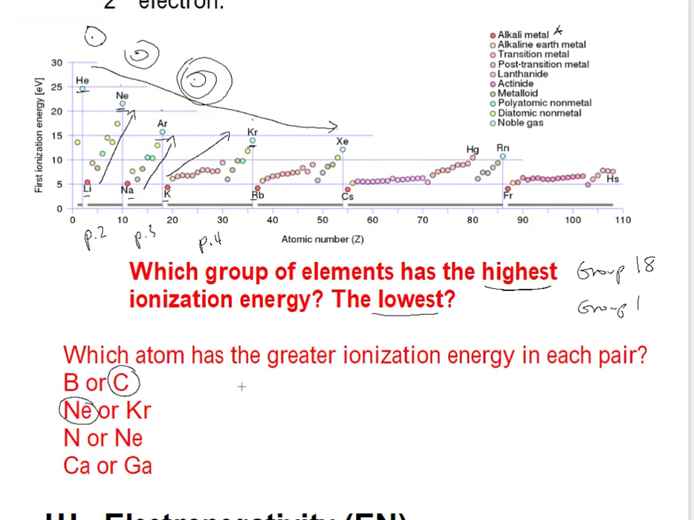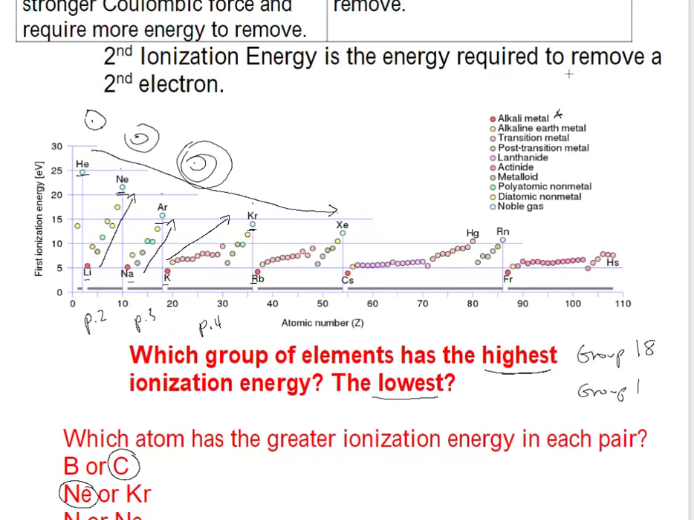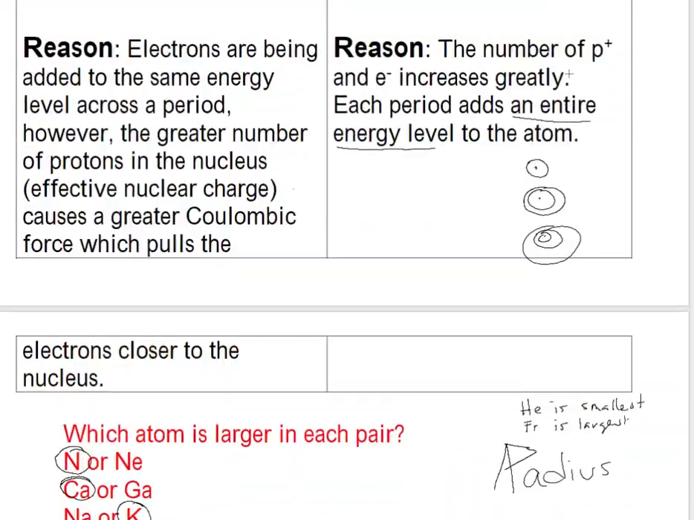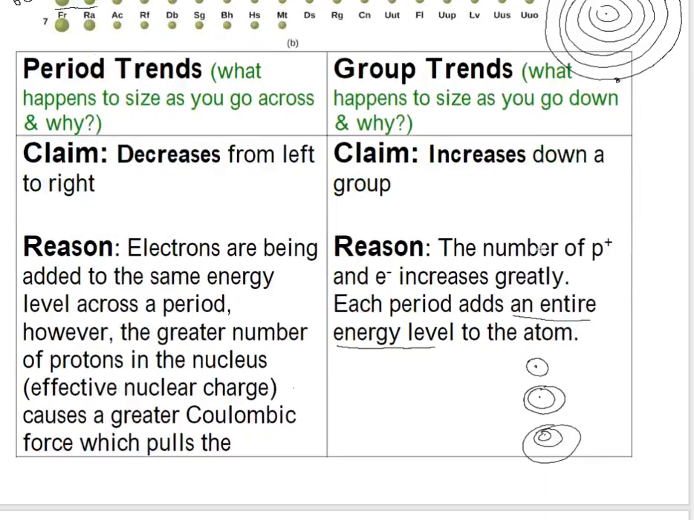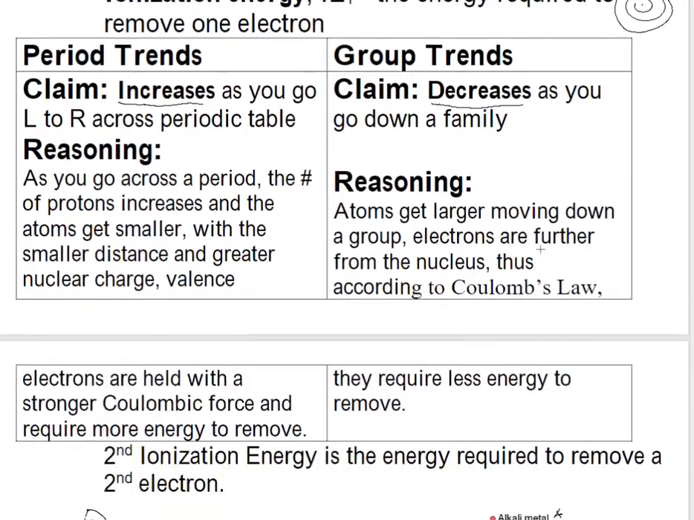N or Ne, nitrogen or neon, which one has the greater ionization energy? N right here or Ne over here. Neon is smaller, therefore it has a larger ionization energy. It's closer to the right. So my answer is going to be neon.